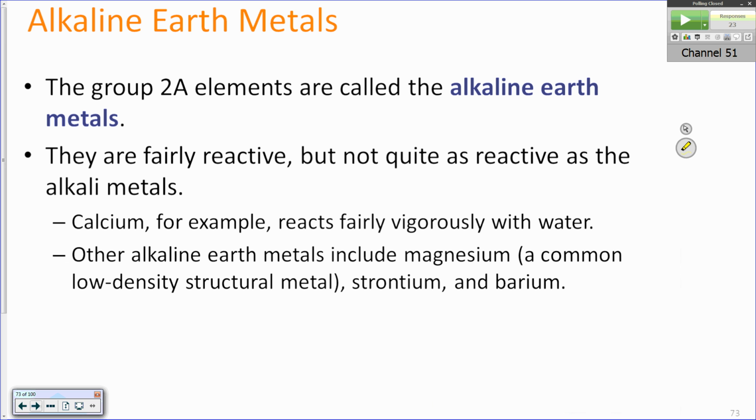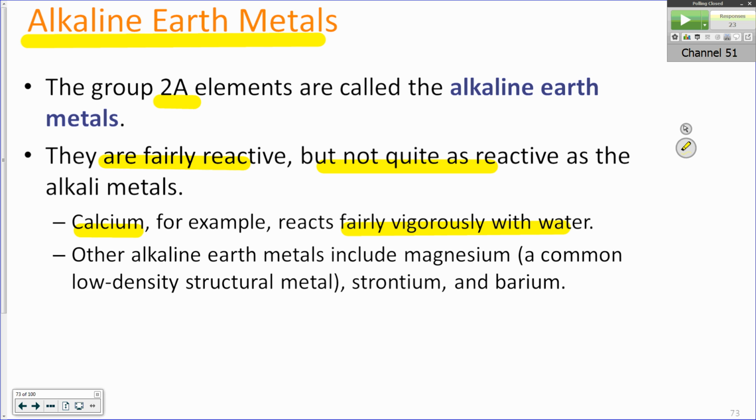The next group, the 2A family, is called the alkaline earth metals. And these, again, are common things that we have around us. They're fairly reactive, but not quite as much as the alkali metals. Like the calcium that's in milk, it's important for our bones. In its elemental state, it reacts fairly vigorously with water. Typically, elemental calcium wouldn't explode. It doesn't give off that much heat, but it produces hydrogen gas.